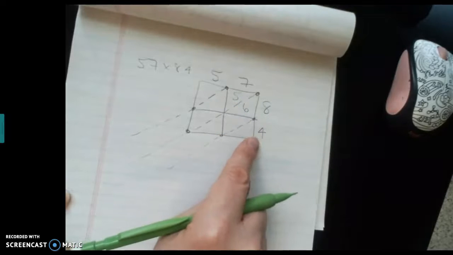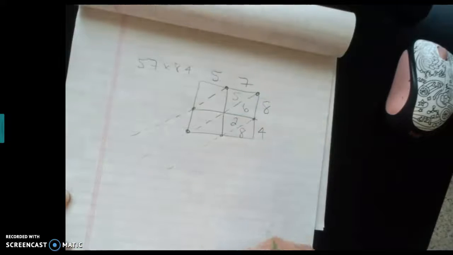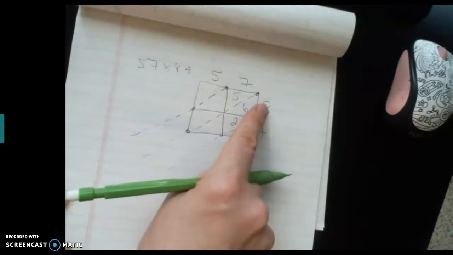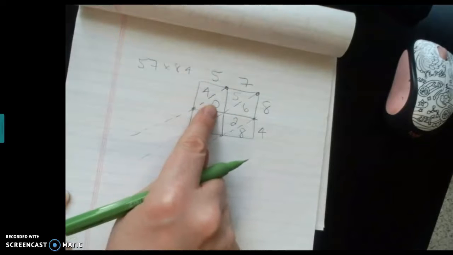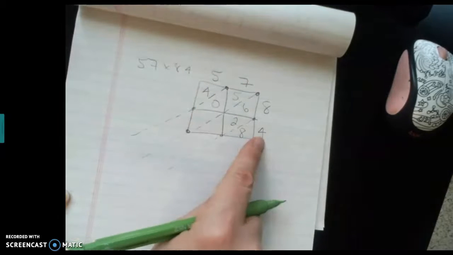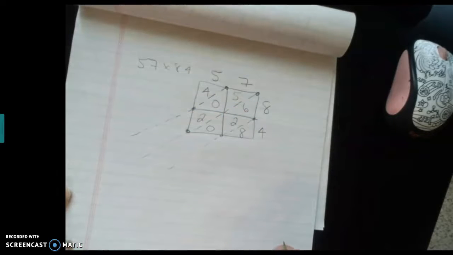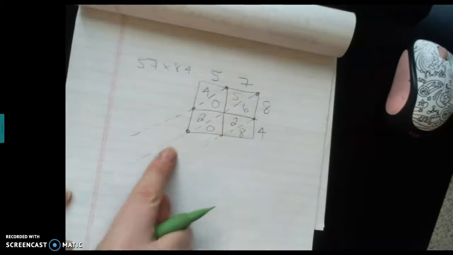I'm going to do the bottom right corner. 7 times 4 is 28. I'm going to put 2 above the dashed line, 8 below. Far left quadrant, I have 5 times 8, which is 40, so I'm going to put 4, 0: 4 above the dashed line, 0 below. And then 5 times 4 is 20, so I'm going to put a 2 above the dashed line and a 0 below. Then what you do is add down your diagonals going down towards the left.